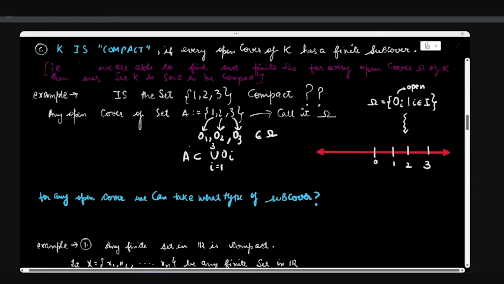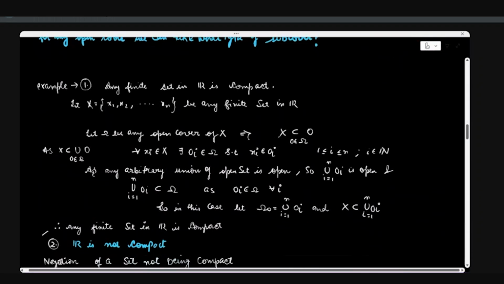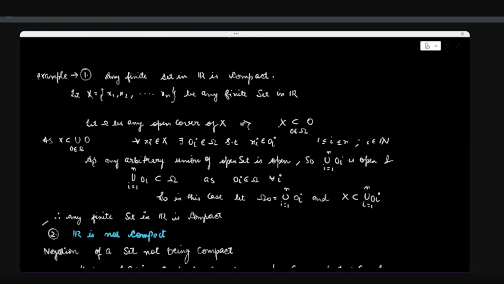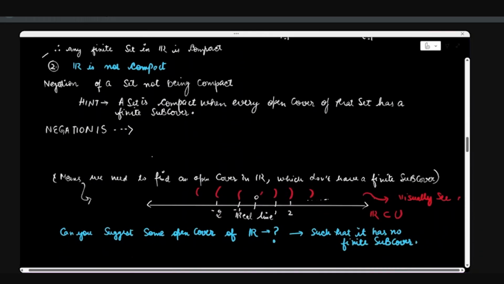Now in the same manner we can generalize it. What we can generalize is that any finite set in the reals is a compact set. The same reasoning applies to the proof of this claim. So I encourage all of you to write the proof on your own and then check whether you have written it correctly. Now comes an interesting example.